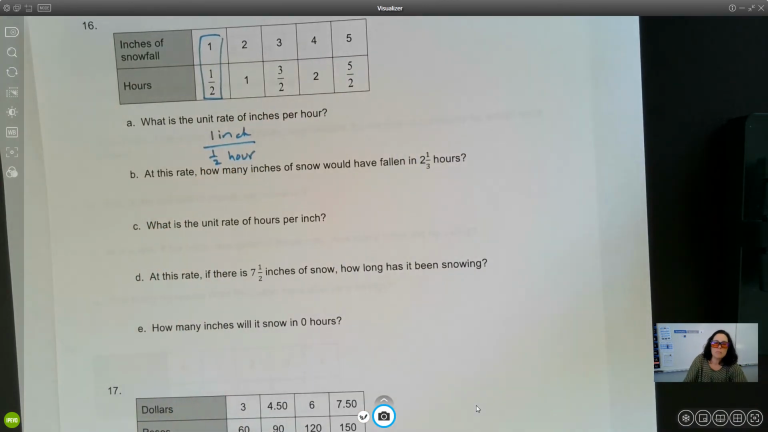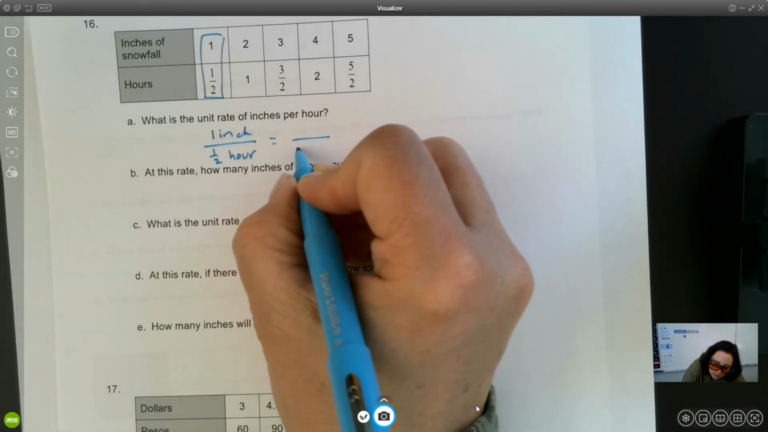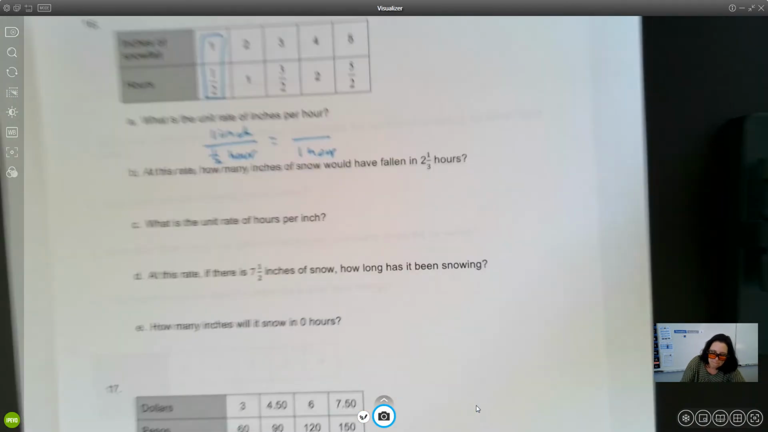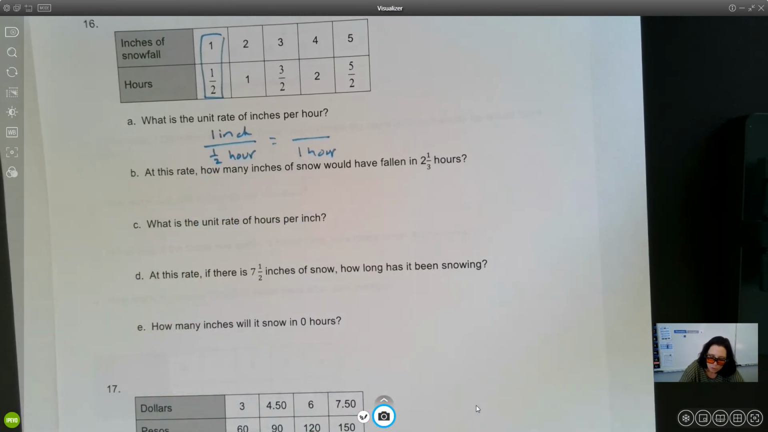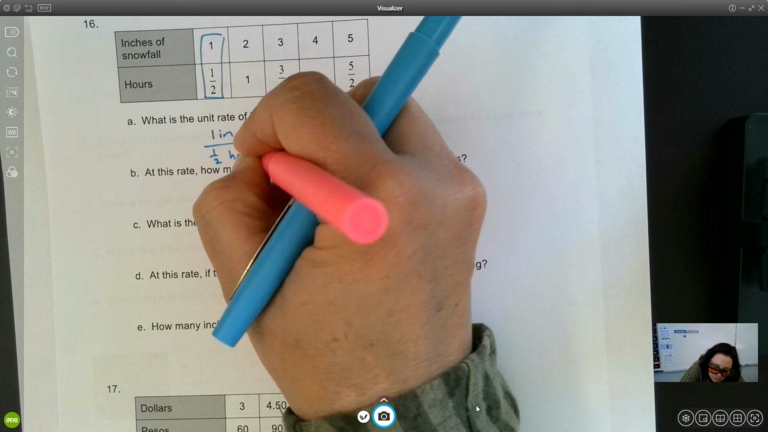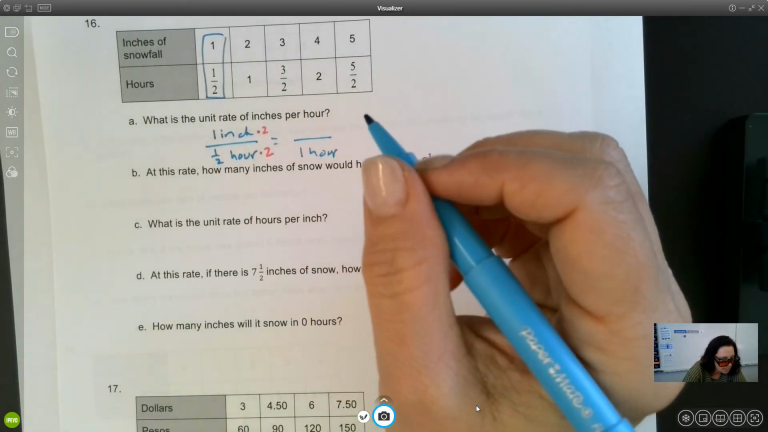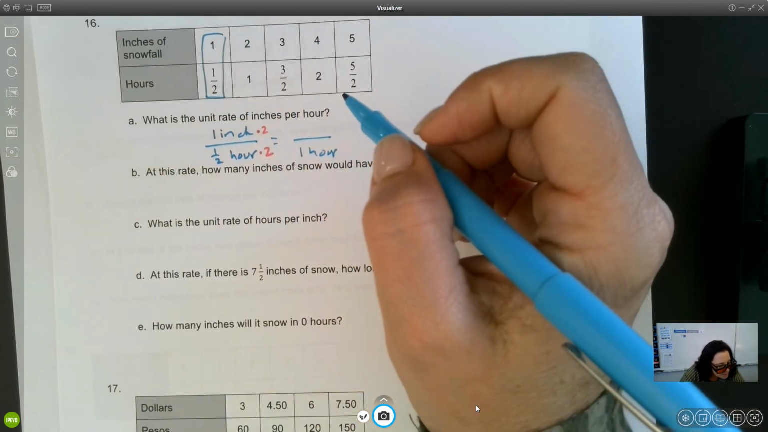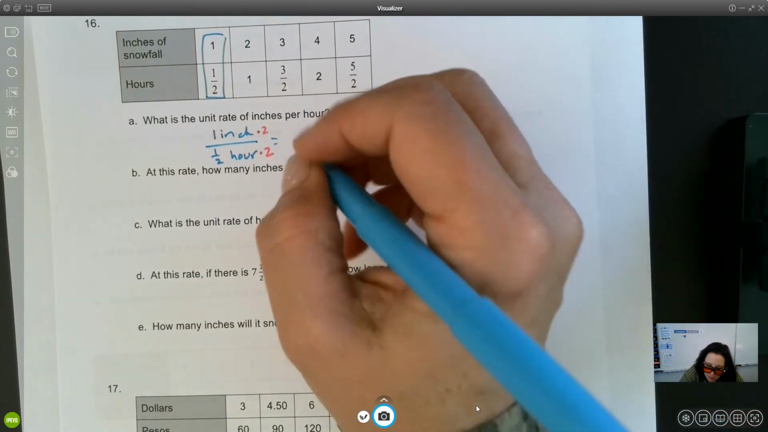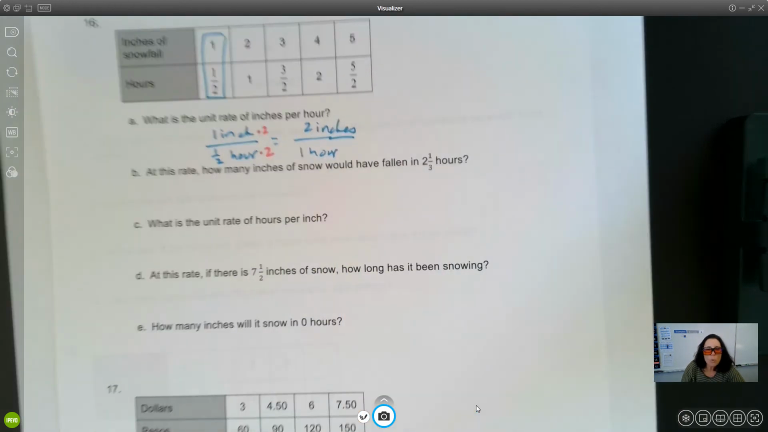Do not think that because there's a 1 in this, that's the unit rate. Remember, the 1 has to be on the bottom. How do we turn a half into a 1? We multiply by 2. So we would have, hold on, did I do that right? Yeah. So I would have 2 inches per 1 hour.